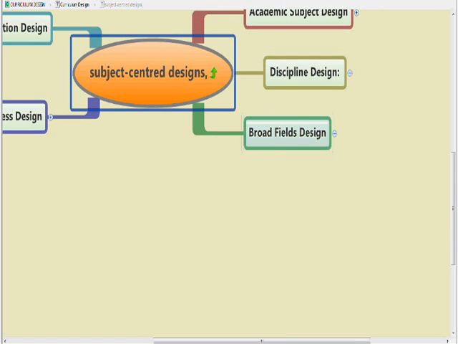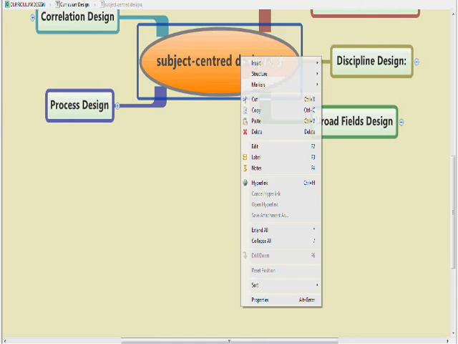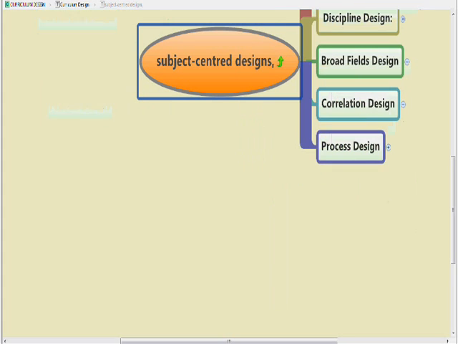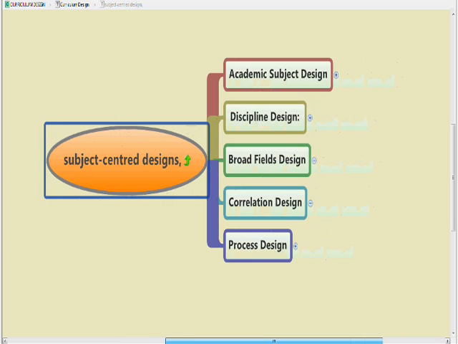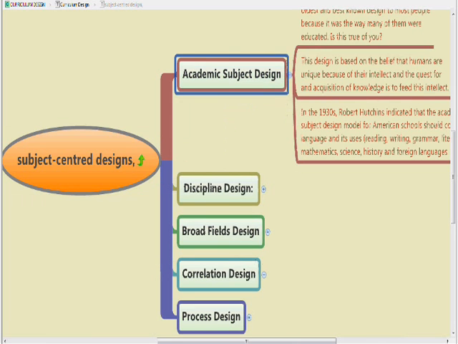Let me get this organized, subject-centered, so that it's easier for us to view. Okay, when it comes to subject-centered, there are 5 ways to approach this notion. You have the academic subject design, the discipline design, the broad field design, the correlation design, and the process design. Okay, this is really important. Subject-centered design has 5 approaches. Let's start off with the academic subject design.